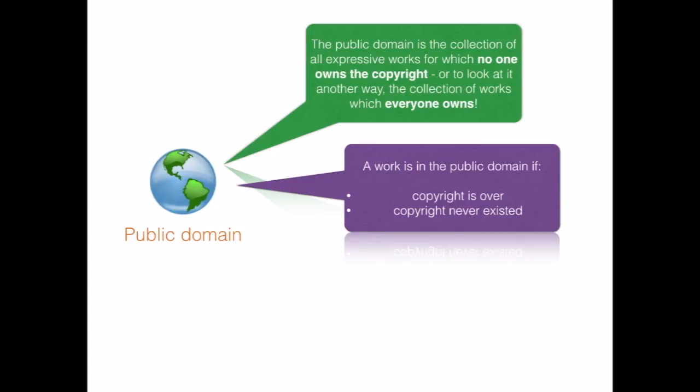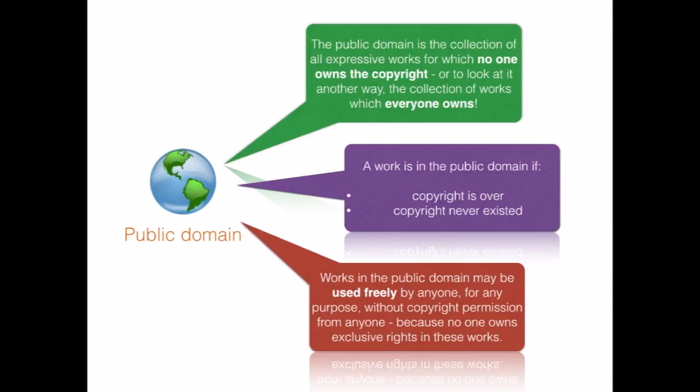A work is in the public domain if its copyright is over, or if its copyright never existed. Examples of these include and are not limited to music, lyrics, literature works, whatever you name it. An example of this is Snow White and the Seven Dwarfs. This is a work for which the copyright is over now. And finally, works in the public domain may be used freely by anyone, for any purpose, without copyright permission from anyone, because no one owns exclusive rights in these works.